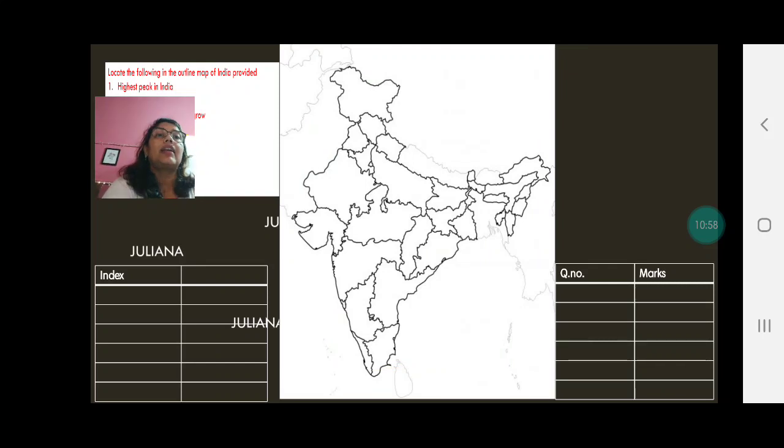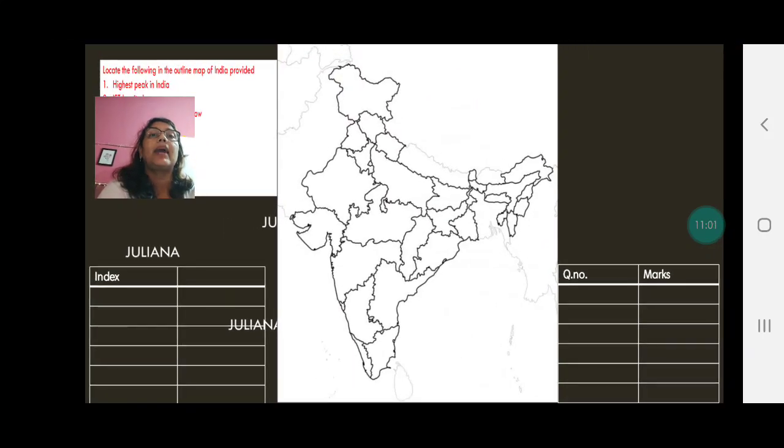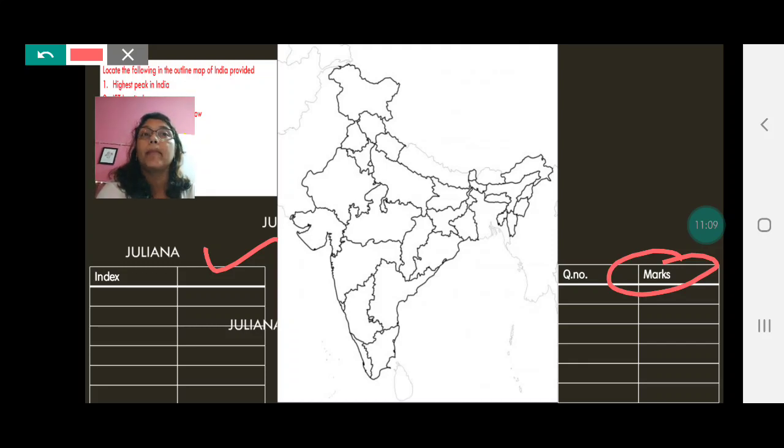Then as far as the map is concerned, in the map there will be one box given to you for the index, and one particular box for marks. Please make sure you do not write your index in the marks column. That irritates the evaluator, because that's not where you are supposed to write.